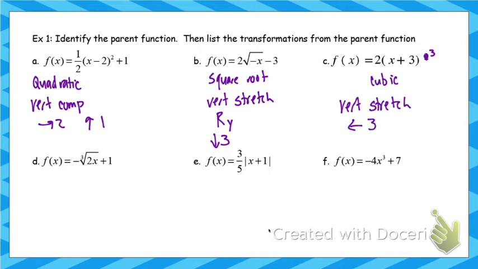All right, let's look at our next one. That one is a cube root. So it's like a square root, but it's got that little 3 there. That's how we know it's a cube root. The negative out in front, that's a change vertically, so that's a reflection over the x-axis.